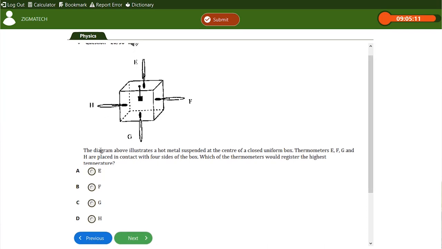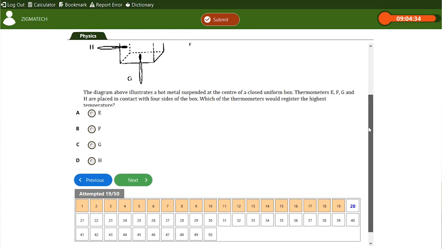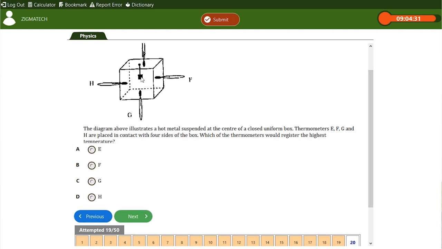Looking at this cube, he said the diagram above illustrates a hot metal suspended at the center of a closed uniform box. Okay, this is the hot metal. The thermometers E, F, G, and H are placed in contact with four sides of the box. Which of the thermometers would register the highest? Okay, so looking at this, since E is very close to this, I think it will register a much higher reading.